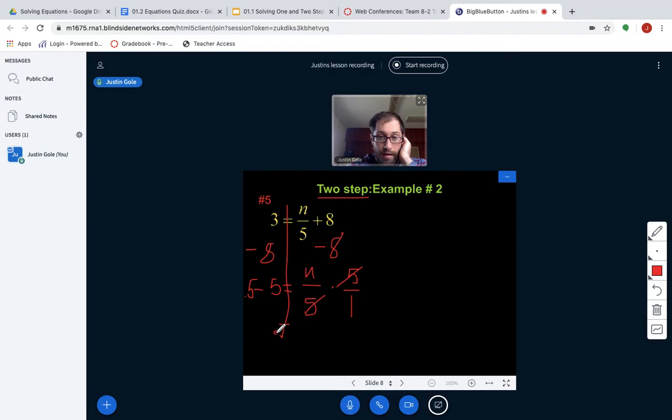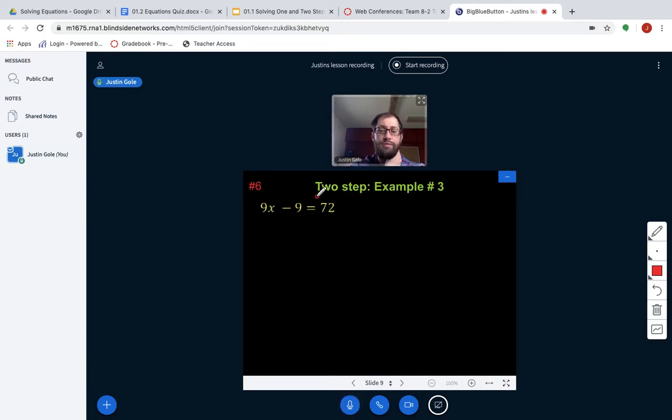And we get negative... I'm on the wrong side here. Negative 25. 5 times negative 5 equals n. That's what we should have gotten there. Good work, guys. One last 2-step equation here.